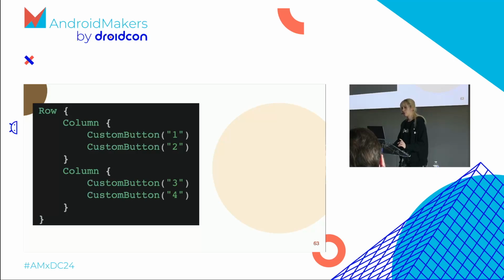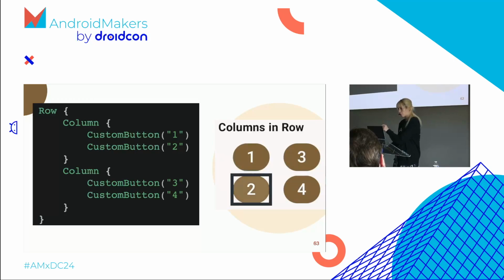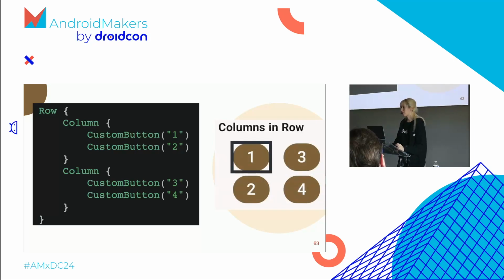So if we were to put those buttons inside a column instead, the focus will then first finish looking at the composable within the same parent. So you're going to first finish the first column before going to the second one. Just remember that.